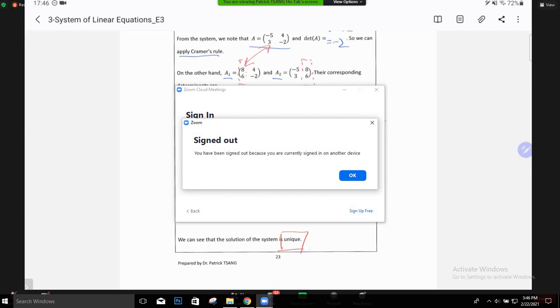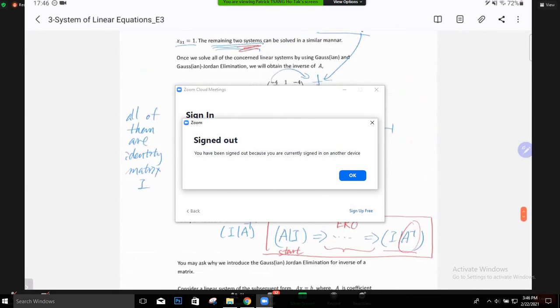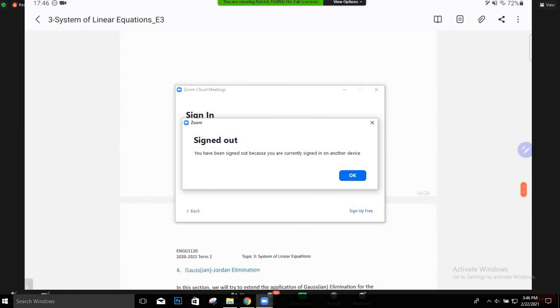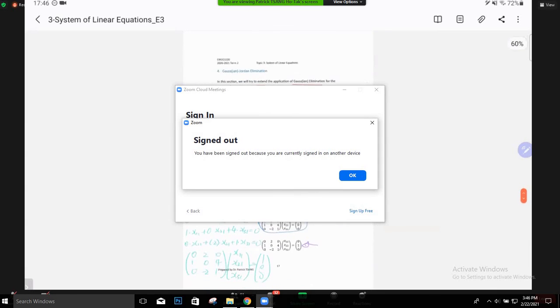Hello guys, so let's come back. I would like to provide you with the pages I covered today first, so I give you some time to take a picture or to jot down some notes. We start from Gauss-Jordan elimination, right? So let's take a look.